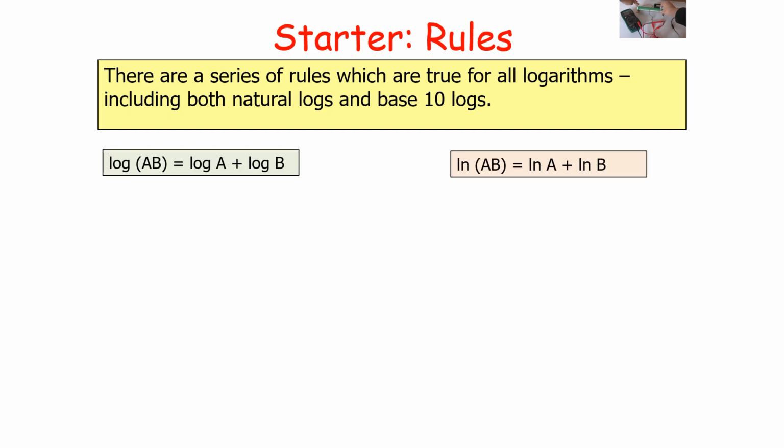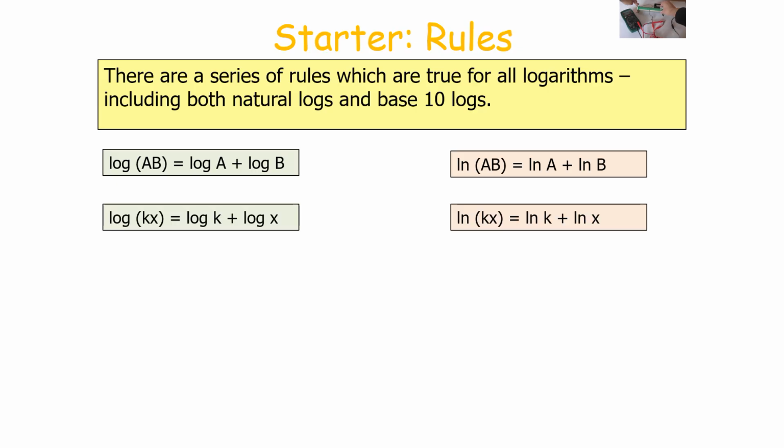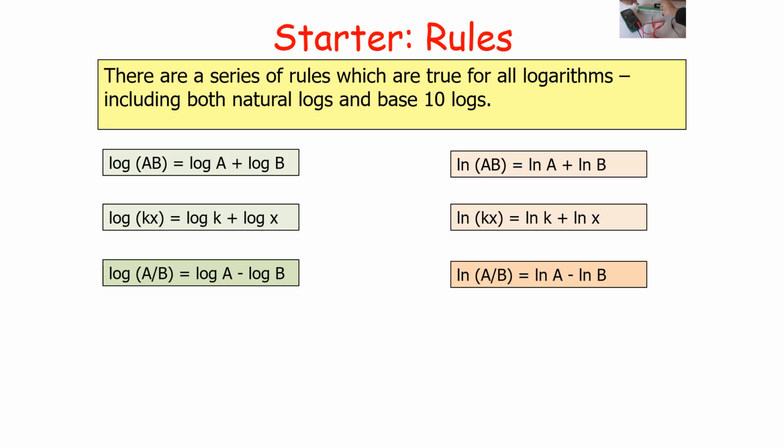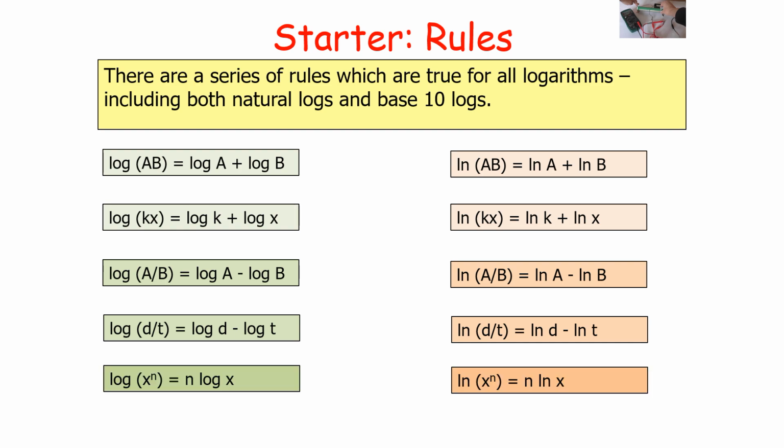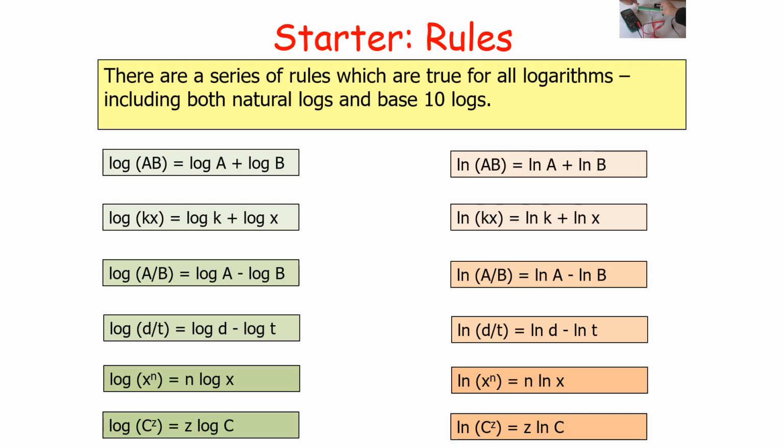So we can say that log AB is equal to log A plus log B. That's an important idea. Or natural log AB is natural log A plus natural log B. We can say that log kx, where the two numbers are multiplied together, is log k plus log x, or natural log kx is equal to natural log k plus natural log x. We can say that log A over B is equal to log A minus log B, or natural log A over B is equal to natural log A minus natural log B. And finally we can say log x to the power of n is n log x, or n natural log x, and we can work it through with that idea as well.